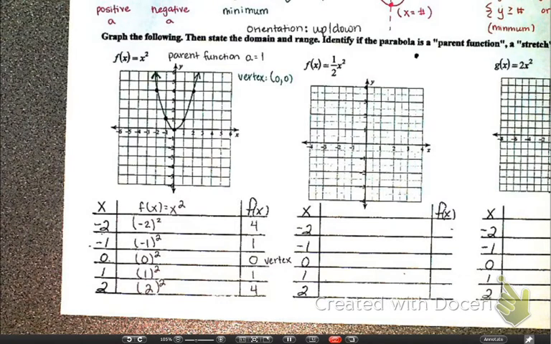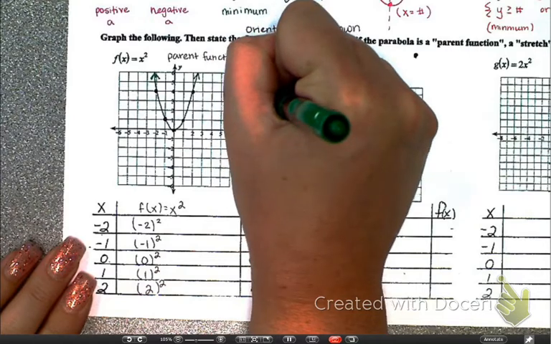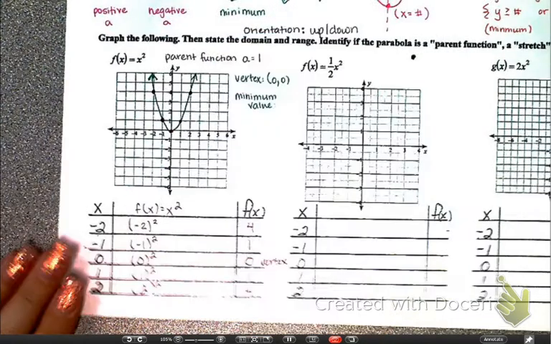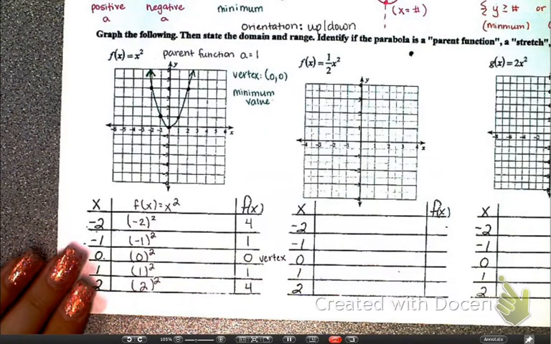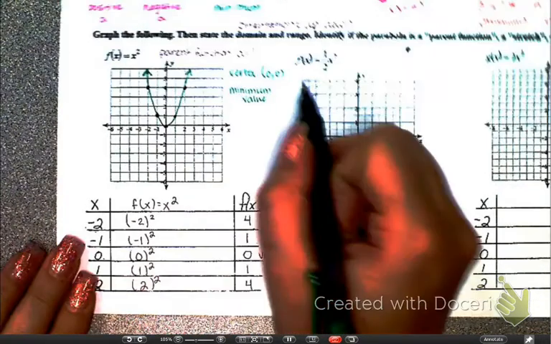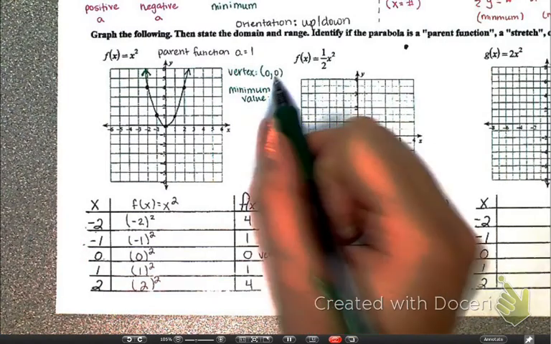Do I have a maximum or a minimum? Minimum. I have a low point. Okay. So I have a minimum. And we're going to identify the minimum value. Your minimum value is always what the y is. So what is my y there? 0. Okay. Your minimum and maximum value will always be the y of your vertex.